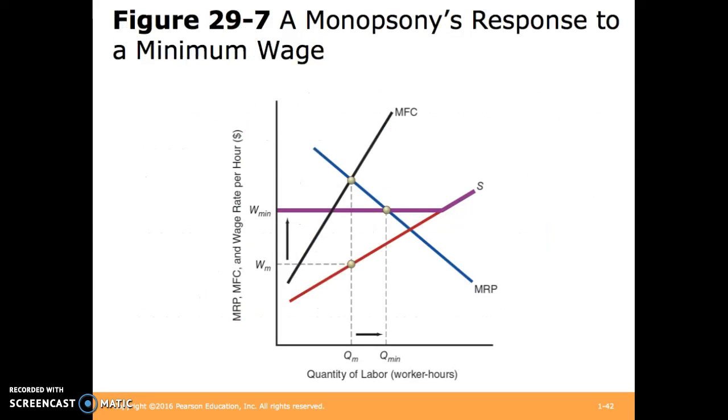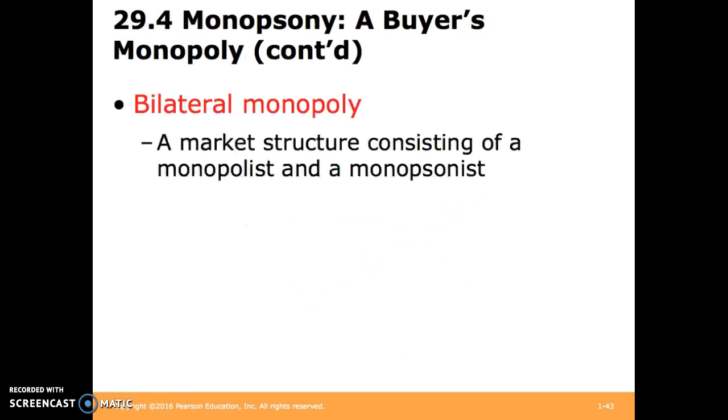Here we can see graphically that in a straight monopsony, the wage rate would be here, where marginal revenue product intersects marginal factor cost. The quantity determines the wage rate for that given supply on the supply curve. However, if we introduce a minimum wage, then the monopsony just operates where the minimum wage is equivalent to marginal revenue product. A bilateral monopoly is a market structure consisting of a monopolist and a monopsonist.